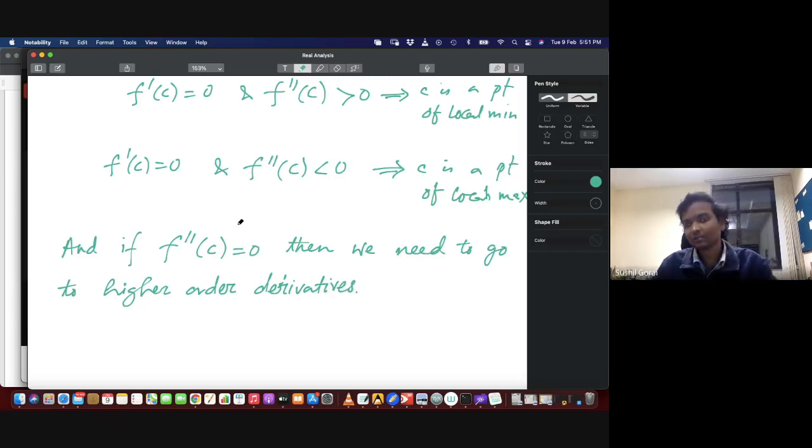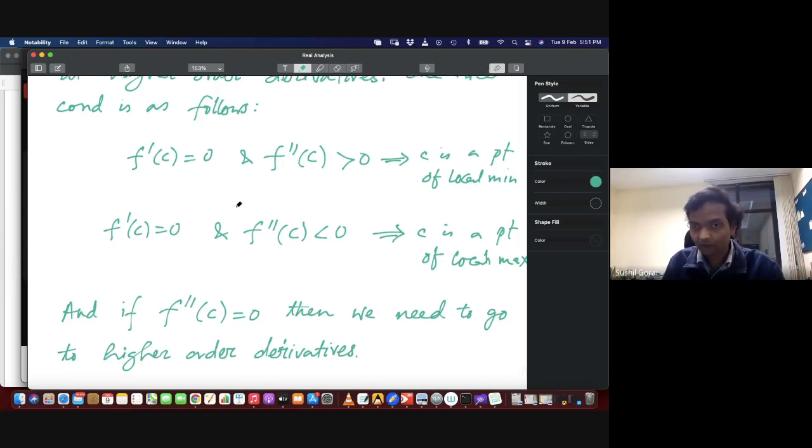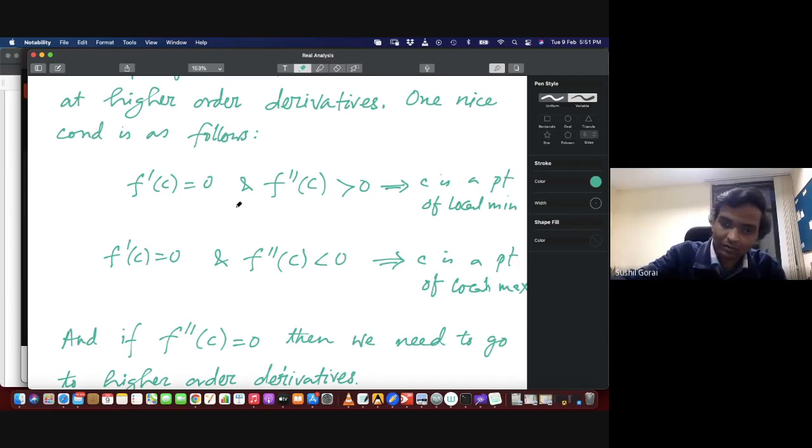So I'll come back to this once I finish the description of first order derivatives. Our first goal is to show what information can be provided by the first order derivative about the function. Then we'll go to the second order derivative mostly, and the higher order derivatives will come only where the second order derivative is 0, in the maximum and minimum.